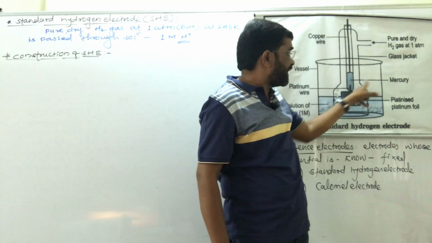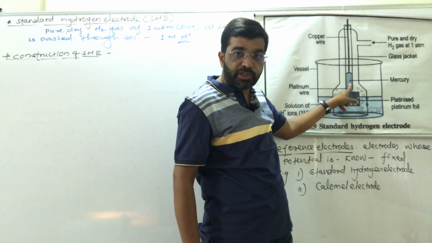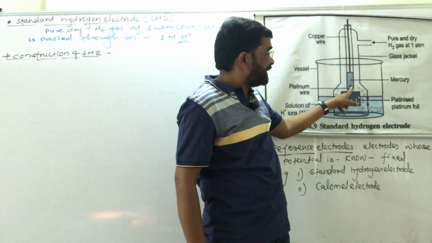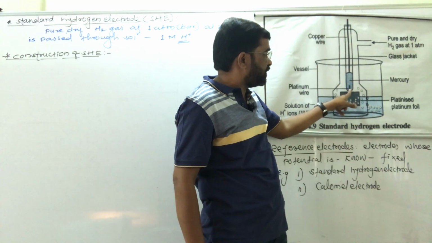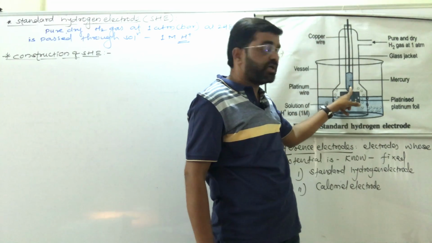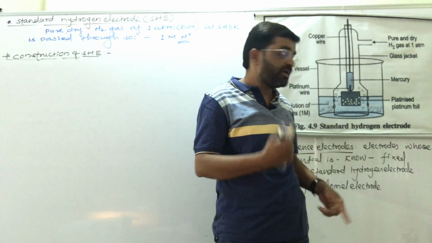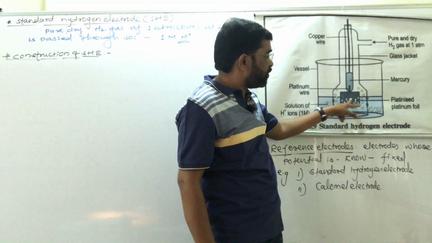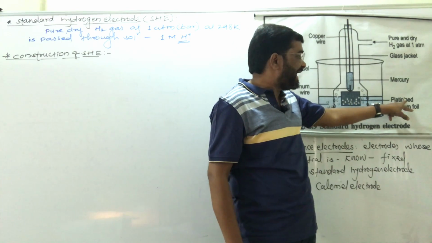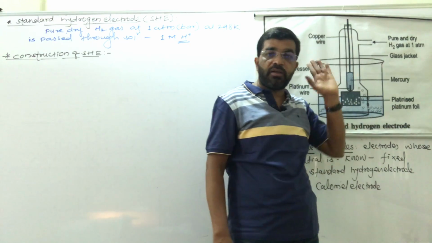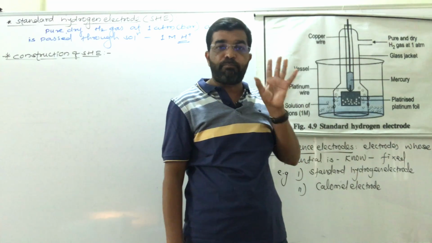Here this copper wire is dipped in what? Liquid mercury. Now at the bottom of this liquid mercury, a platinum wire is placed. Platinum wire is fixed, and then this platinum wire is connected to platinized platinum foil or platinized platinum plate.